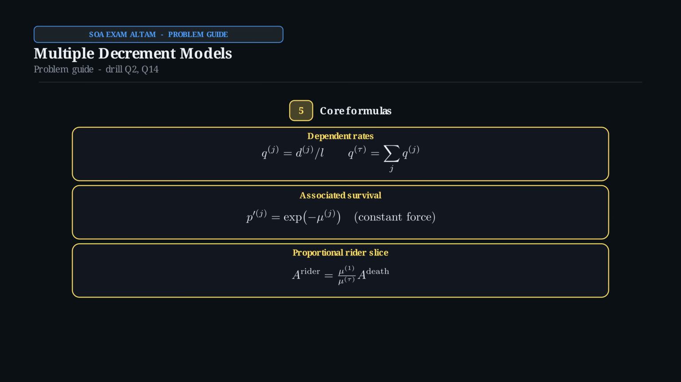Dependent Q to the J is D to the J over L. The total Q tau is the sum of those cause Q values. Associated Q prime is the independent rate for that cause. Under constant force, the independent survival is an exponential of minus the cause force. Under uniform distribution of decrement, you convert with the usual algebraic identities from the formula sheet. A cause-specific insurance is the death EPEV times the fraction of force on that cause, when forces are proportional.